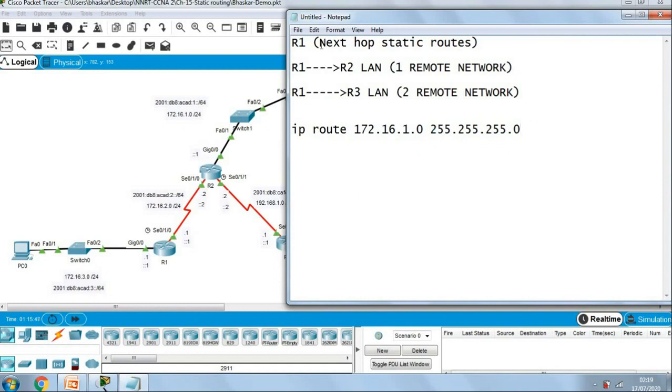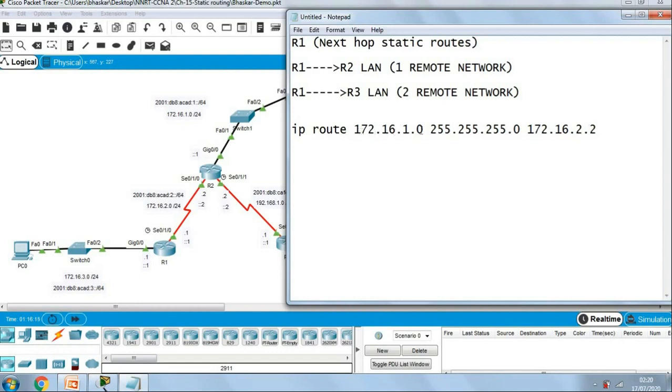The question is, I want the next hop static routes. So in next hop static routes, we are going to use the next hop address, or we can say the gateway address. From R1, the next hop is R2, meaning the gateway address is this one. The next hop address is this one, that is 172.16.2.2. So I'm going to write 172.16.2.2, right?